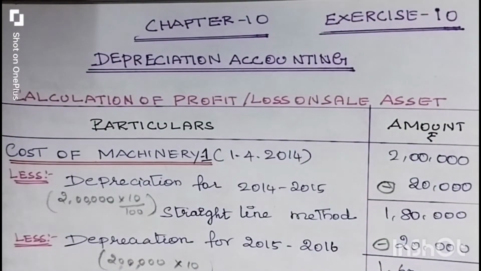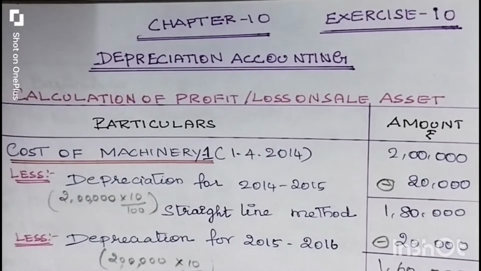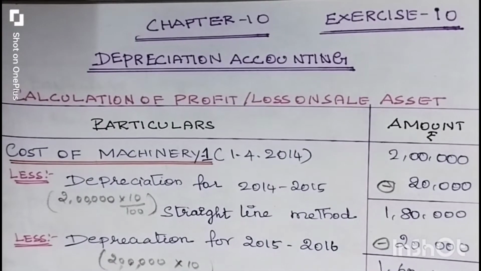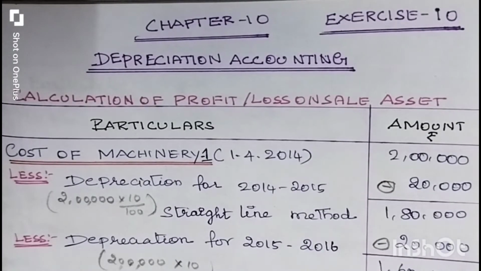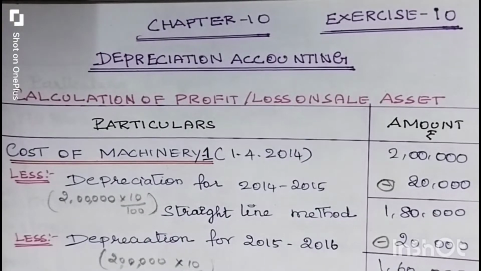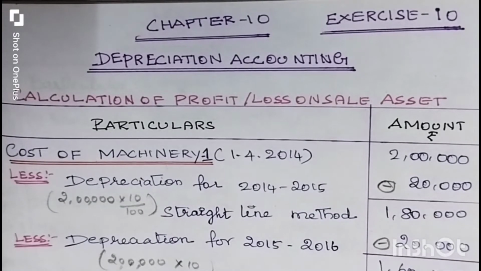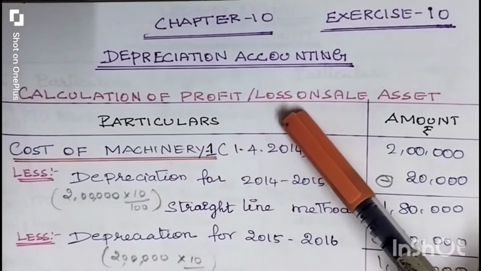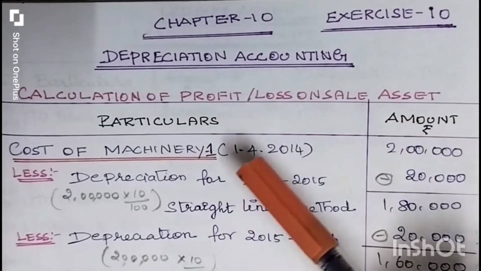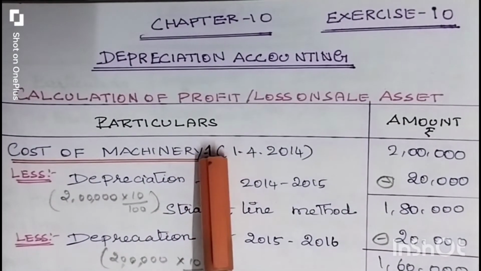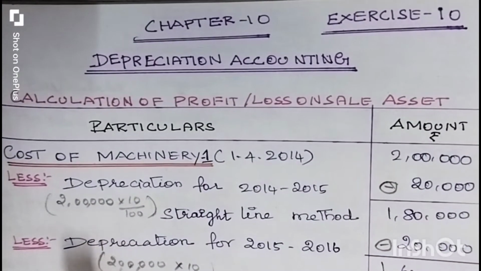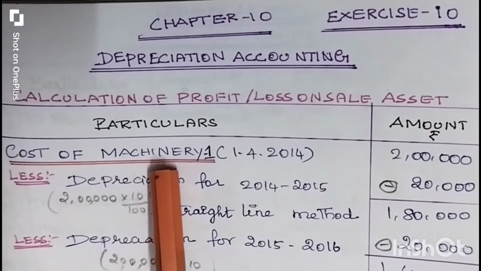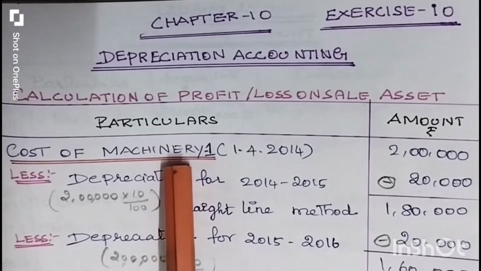So we have to do the calculation for two machines, machine 1 and machine 2. Before that, whenever an asset is sold, whether they get profit or loss, we have to calculate it first. So the calculation of profit or loss on sale of asset. First we are going to find the depreciation and the profit or loss for the first machine.